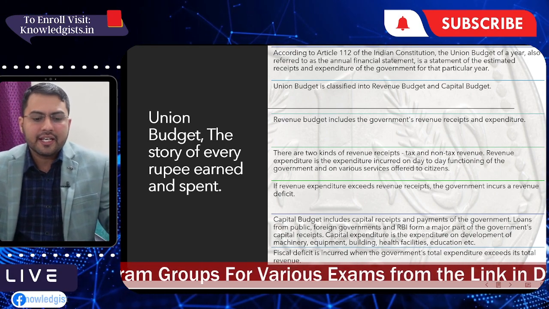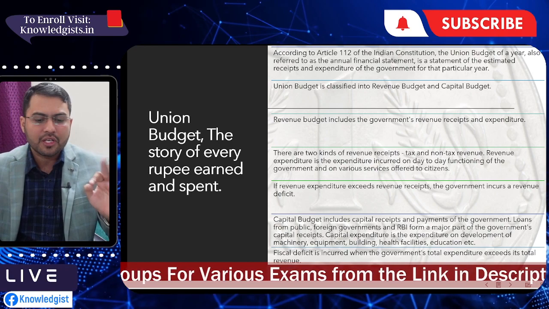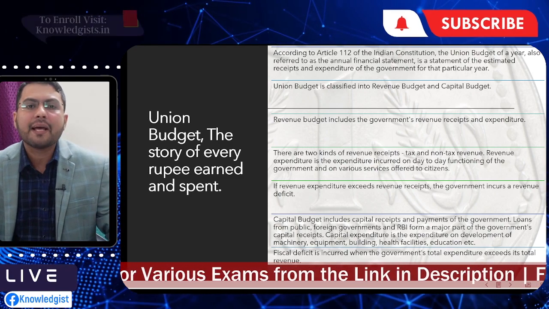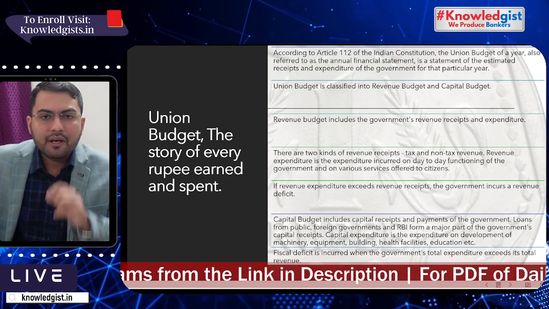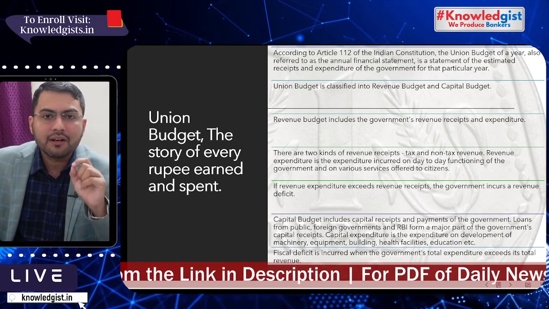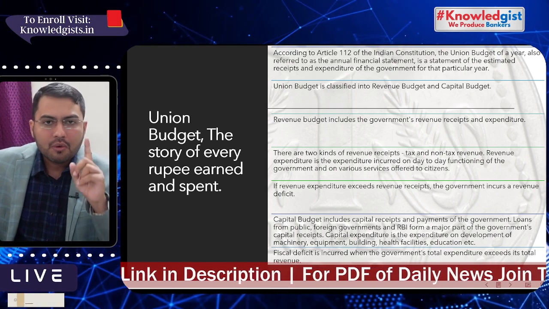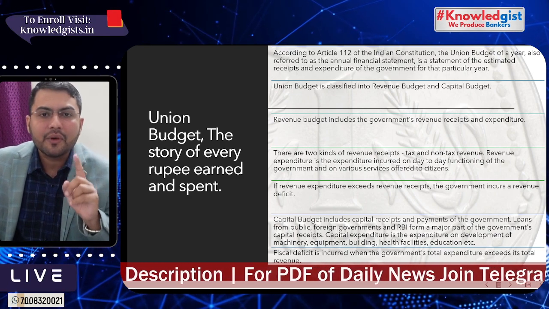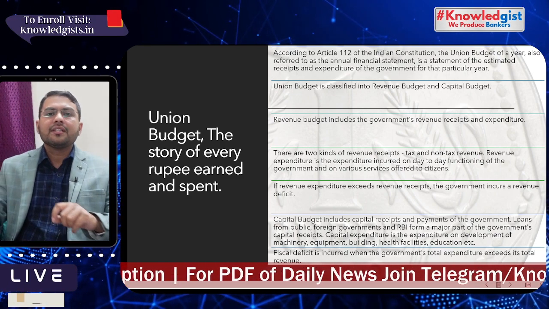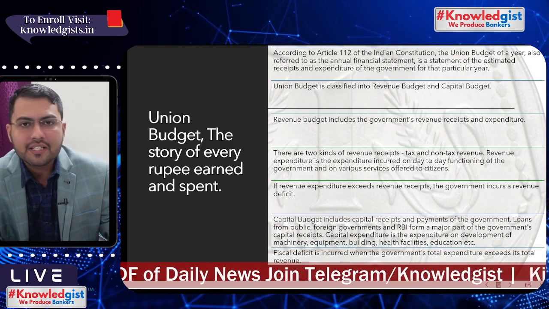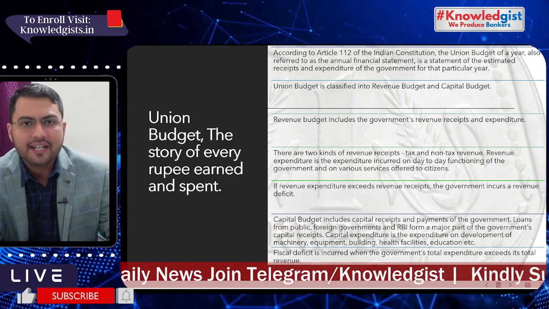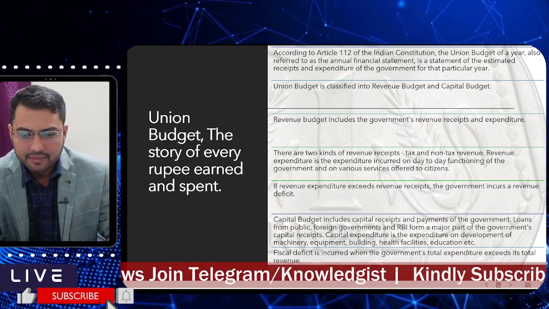So why do we say that the Union Budget is the story of every rupee earned and every rupee spent? Because the Union Budget is nothing but an estimation of how the government of India is going to earn one rupee and how they are going to spend it. So this is nothing but the receipt and expenditure details of the government.